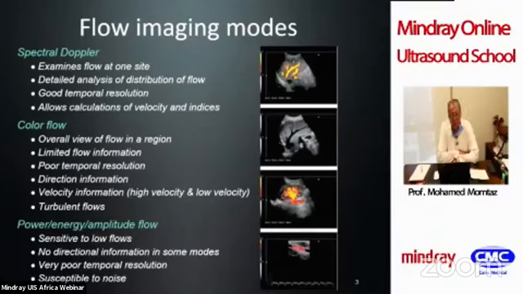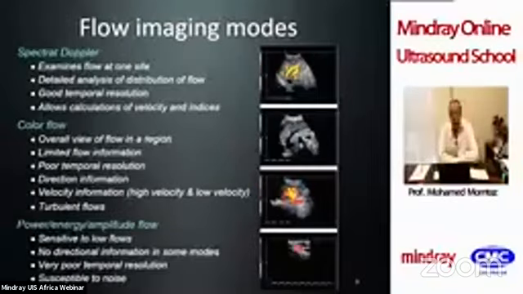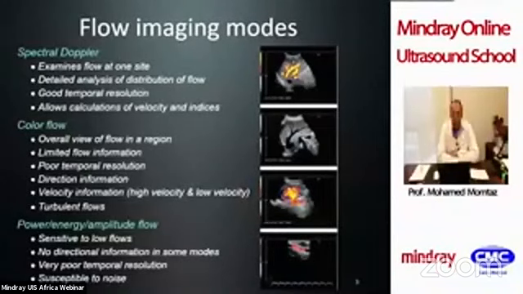All ultrasound machines now have Doppler as a part of them. Even in slightly more advanced machines, Doppler is incorporated in every probe, and usually even the measurements are taken automatically. To talk about Doppler, we have to talk about flow imaging modes, which include spectral Doppler, color flow, and power, energy or amplitude flow. Spectral Doppler usually examines flow at one site, with detailed analysis and distribution of the flow. It has good temporal resolution and allows calculation of velocity and indices.